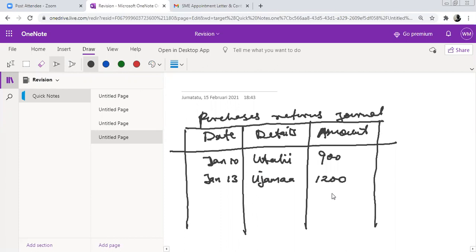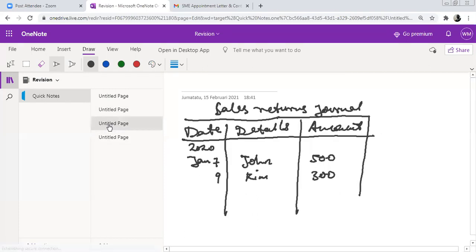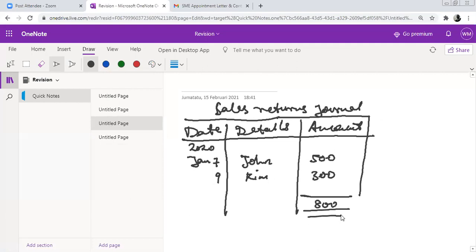So at the end of the day, you add this to get the total purchases returns. You add this plus this, and you get 2,100. This is the total purchases returns for that particular period that you are considering. For the sales returns, you add this and that, and you find that in that particular period, maybe the first 2 weeks, this was the total sales returns.